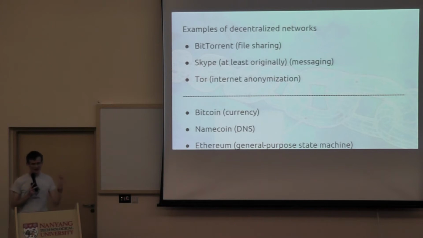Skype right now does have a concept of a supernode, which are all controlled by Microsoft, but in its original vision, it was much closer to a pure peer-to-peer network. Tor, for anonymizing internet connections. And there's a bunch of other decentralized messaging networks, and decentralized networks for lots of reasons. I2P, just lots of different examples. At the bottom, you also have Bitcoin, a decentralized network for currency, Namecoin as a decentralized DNS system, and Ethereum as a general purpose state machine. So we have lots of these kinds of projects around.